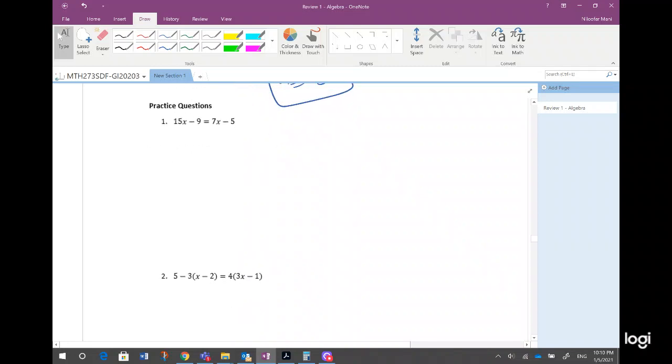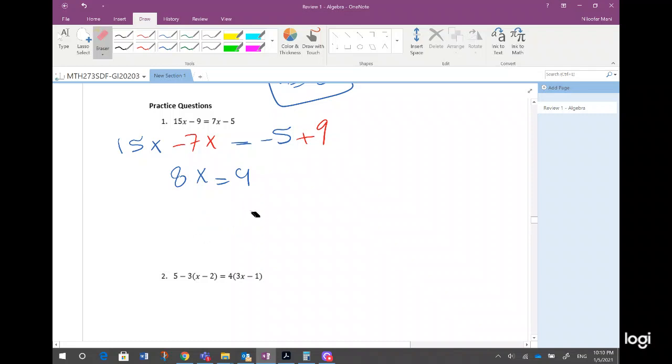Okay, now practice questions. Can I simplify the left side? No. Can I say 15x minus 9 is 6x? No. 15x is apple and 9 is orange. I can't. So this is 15x minus 7x. I move whatever has x to one side. If I move, I change the sign. If I don't move, I don't change the sign. Eight x equals 4, and x is 4 divided by 8.